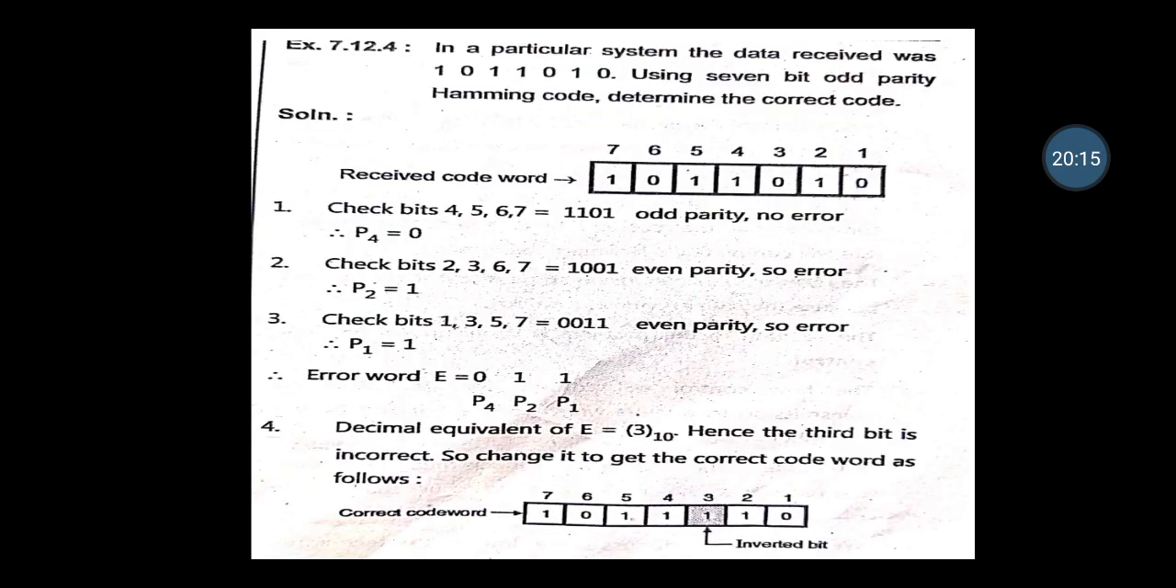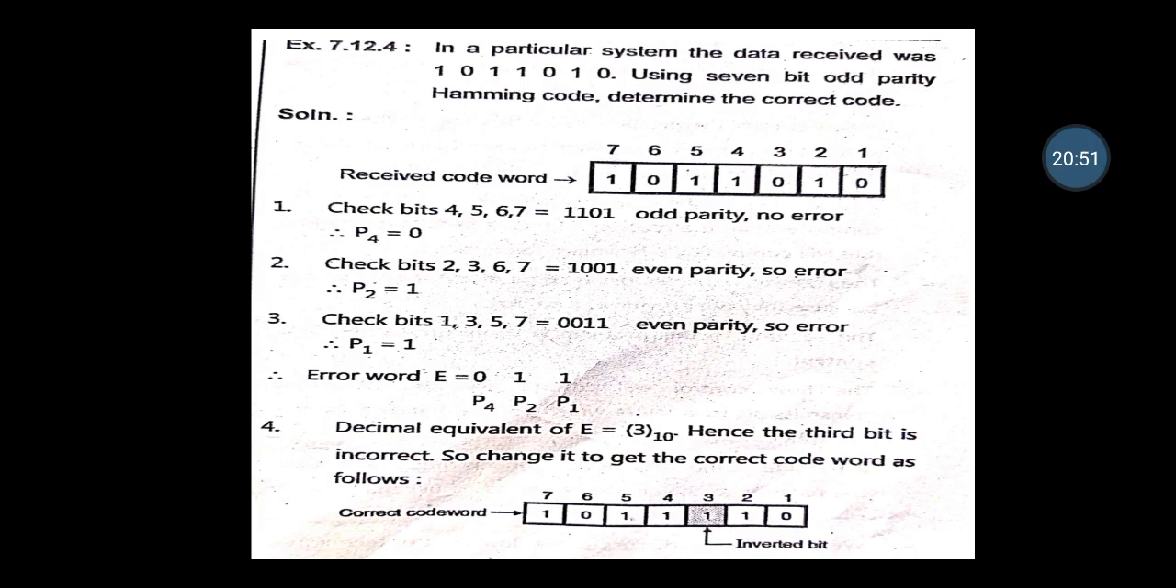In a particular system, the data received was 1011010. Using the 7-bit odd parity Hamming code, determine the corrected code. The received code word is 1011010. Check the bits 4, 5, 6, 7, that is 1101, which have odd parity, that is the total number of ones is odd, so no error. P4 equals 0. Check bits 2, 3, 6, 7, 1001, even parity, so error, P2 equals 1.